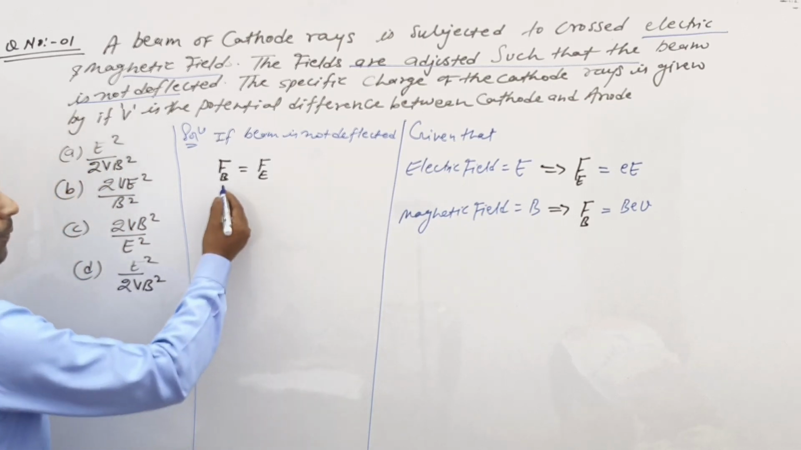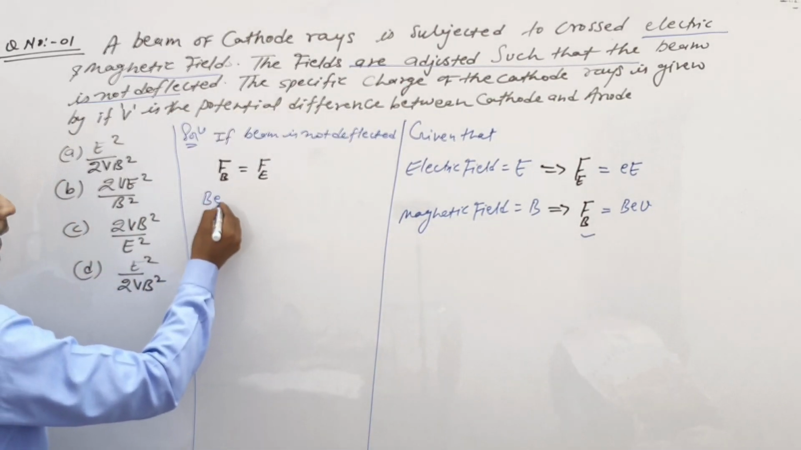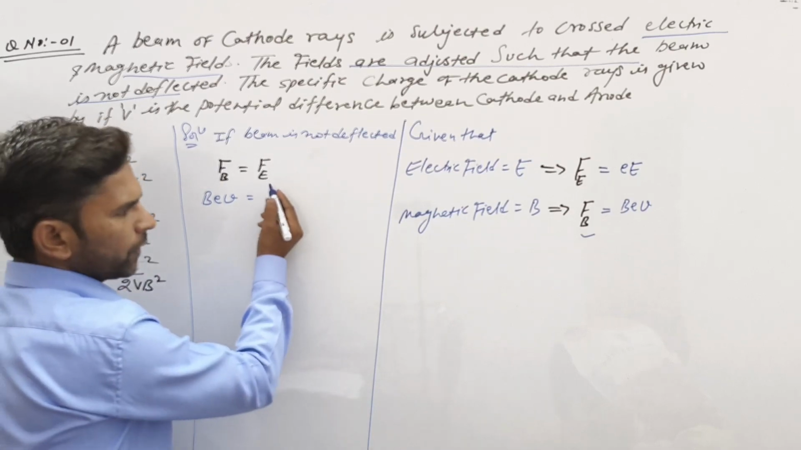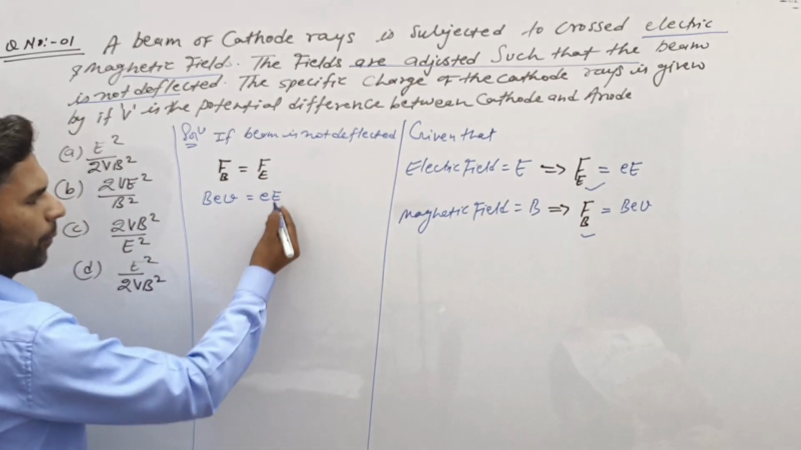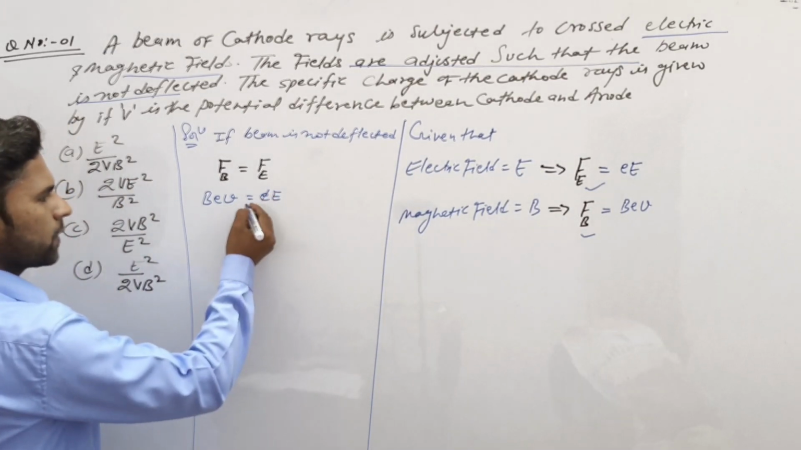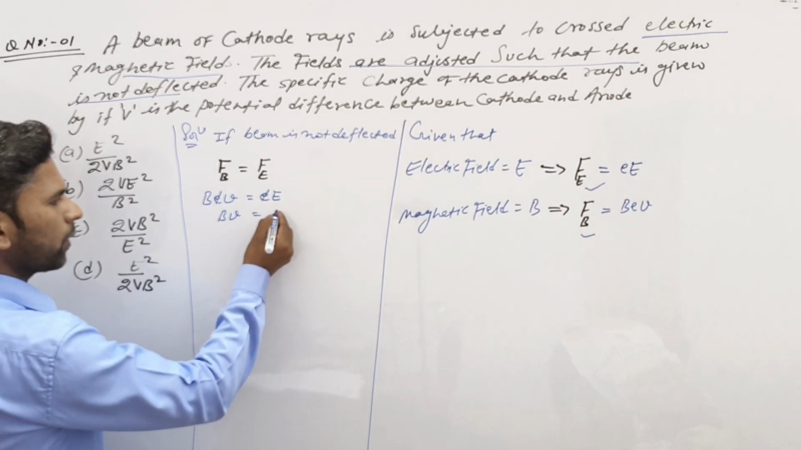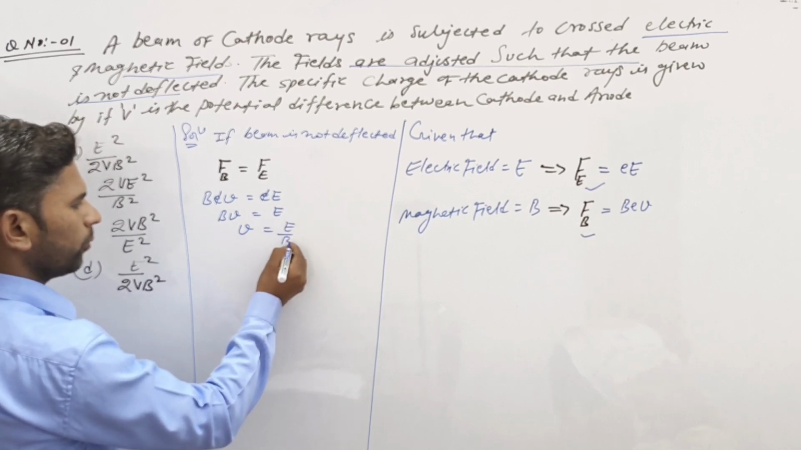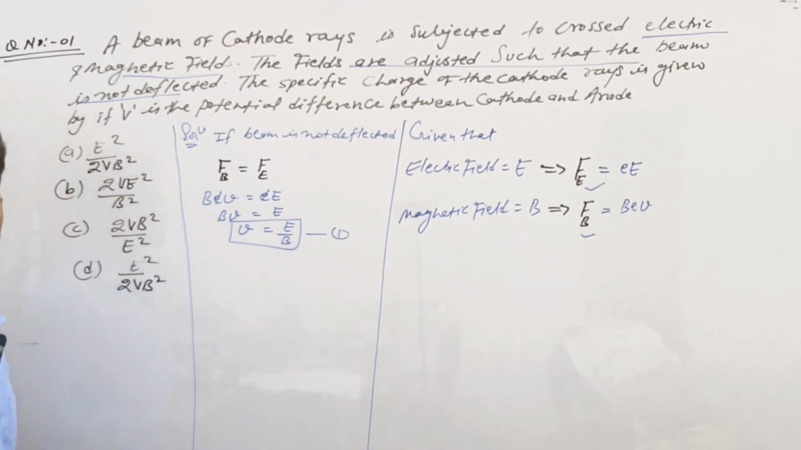What is the value of FB? FB has this value, B e v, equal to FE. What is the value of FE? FE has this value, e capital E. The e will cancel. So B v will be equal to E, and small v will be equal to E upon B. This is the first condition.